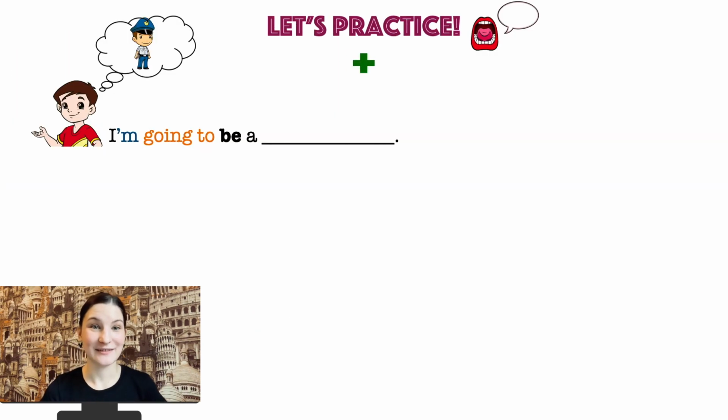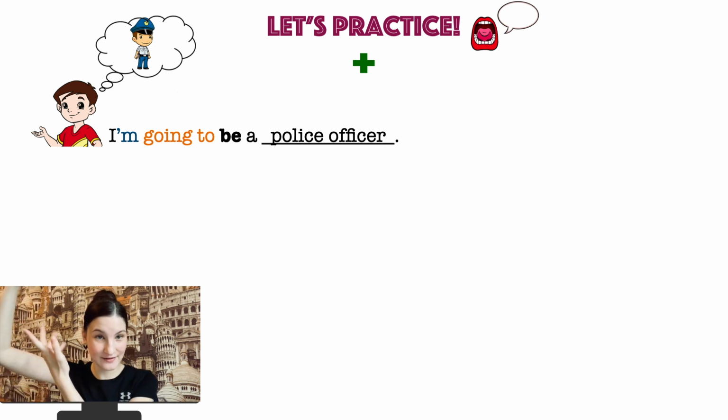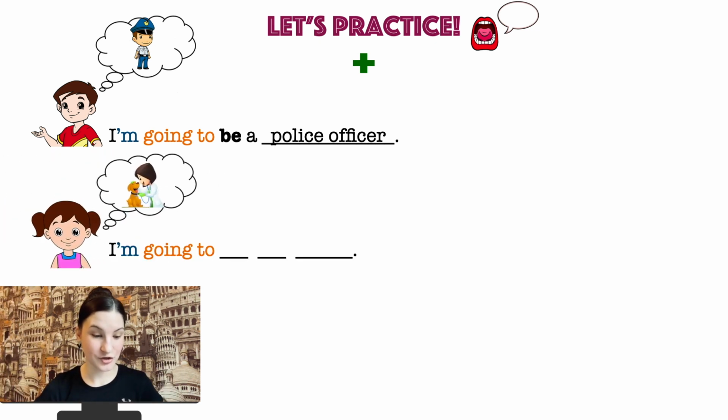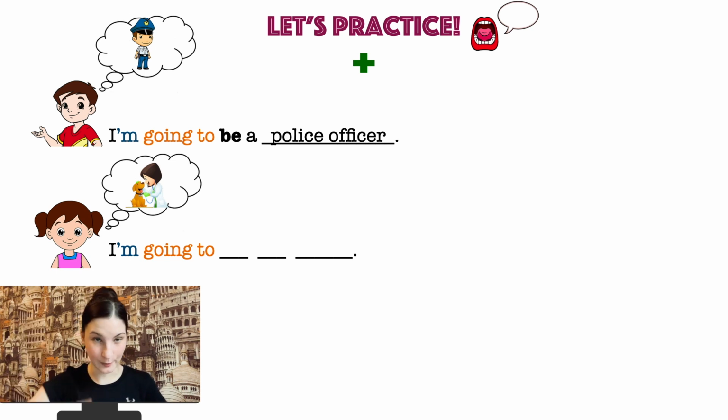It's time to practice a little bit. We'll start with the sentences with pluses when we are saying about ourselves something that is going to happen. Look at this boy. I am going to be a police officer because you can see this profession in his bubble. Now you try. Look at this girl. Look at the profession in her bubble. What is she going to be? What is she saying? I am going to be a vet.